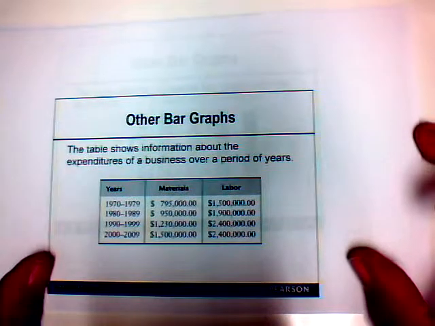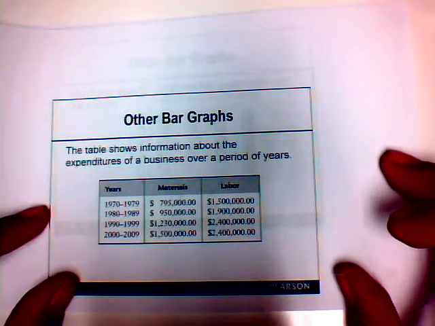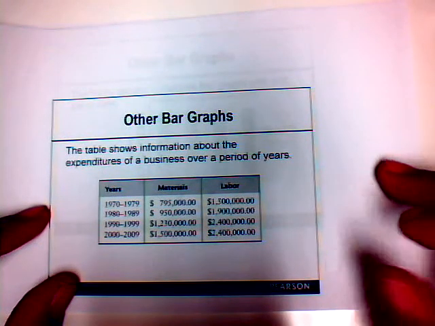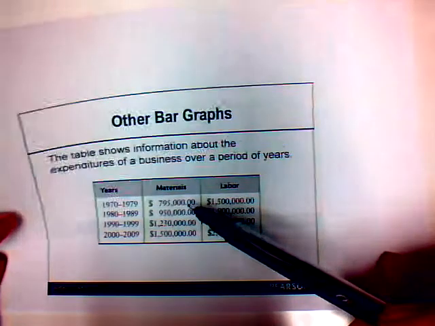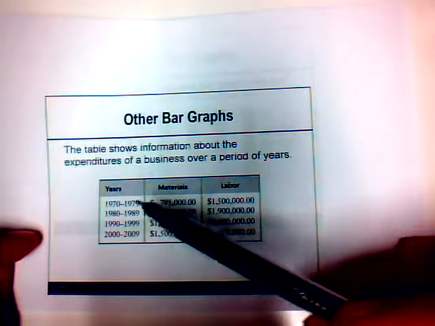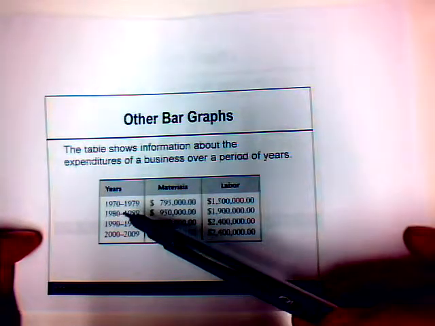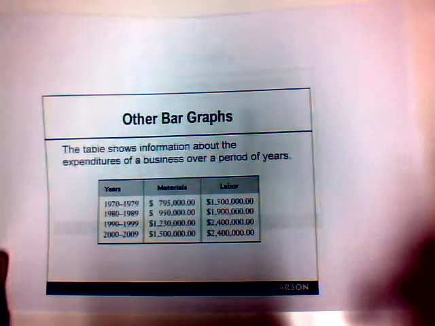Okay. The table shows information about the expenditures of a business over a period of years. As you can see, the materials and labor with those amounts given for those decades from 70 to 79, 80 to 89, 1990 to 99, and so on.